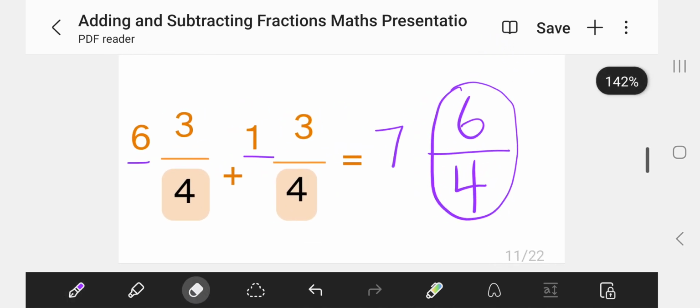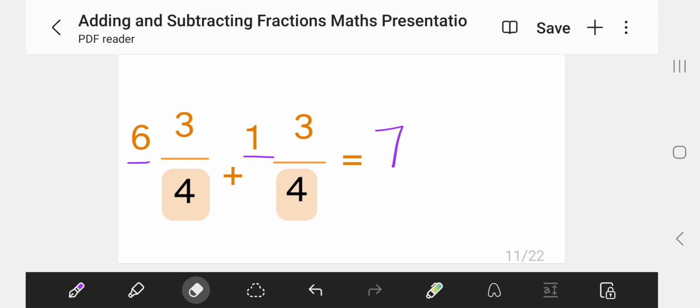So I'm just going to erase this and let's see how that works. Let's focus on dividing this. So I'm putting my division sign here, and the 4, or the denominator, becomes the divisor and 6 becomes the dividend. How many groups of 4 can we get from 6?